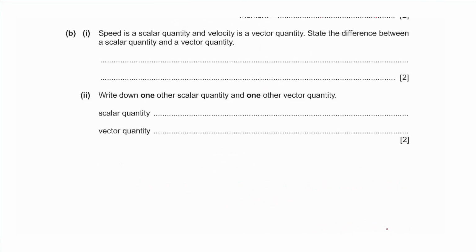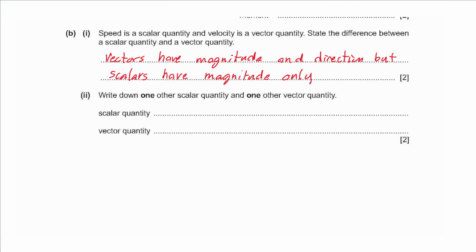Part B(i) says speed is a scalar quantity and velocity is a vector quantity. State the difference between a scalar quantity and a vector quantity. We can say that vectors have magnitude and direction, but scalars have magnitude only. Part (ii) says write down one other scalar quantity and one other vector quantity.